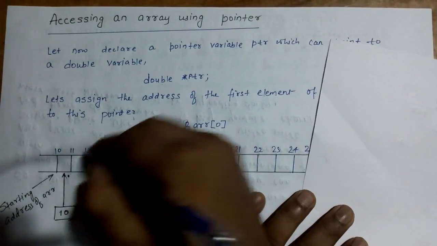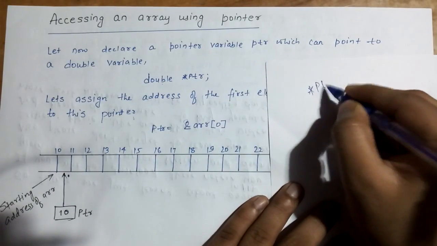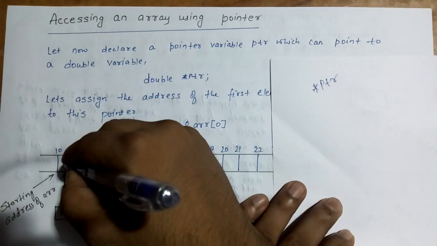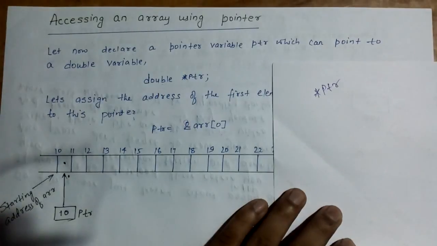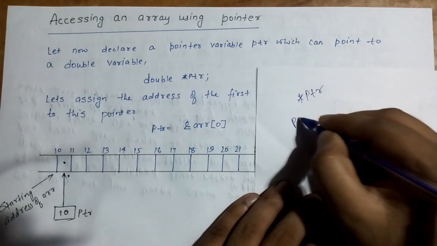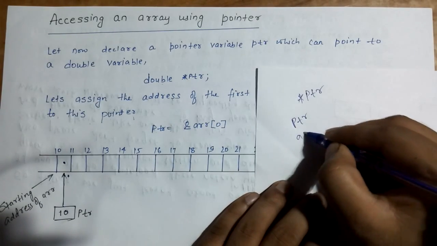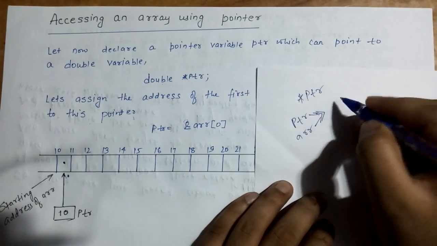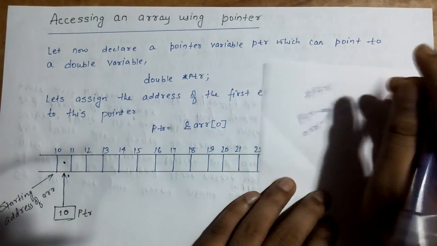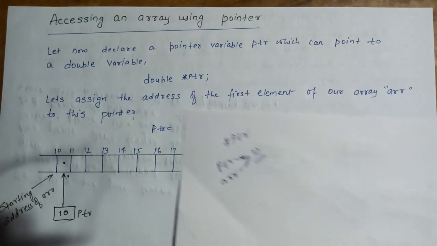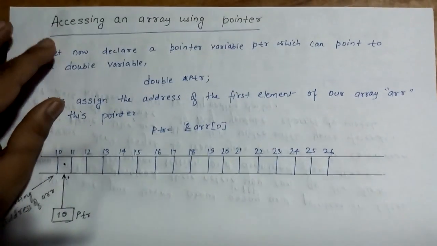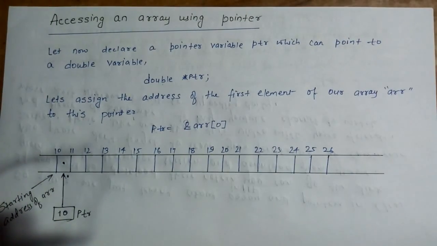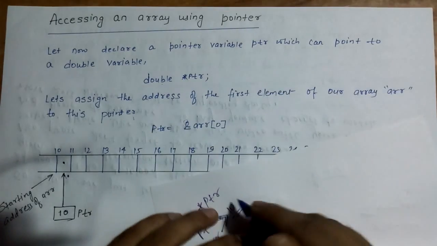And when you do *ptr, it means that you are inside this box. Okay, so you can see ptr and arr are representing the same thing, that is the starting address of this array, that is 10. Okay, and there are many things you can do.